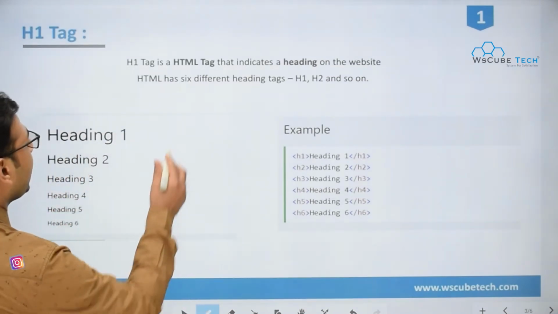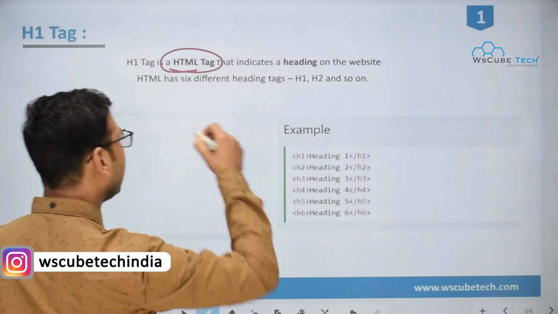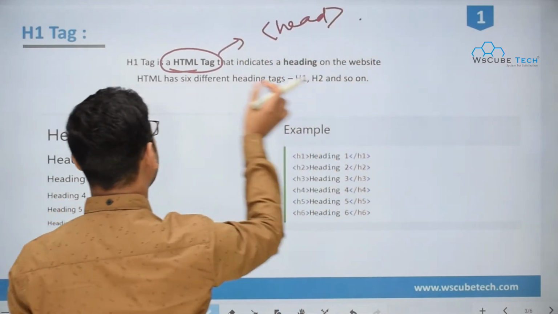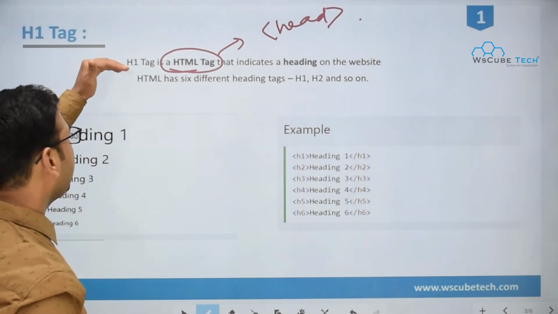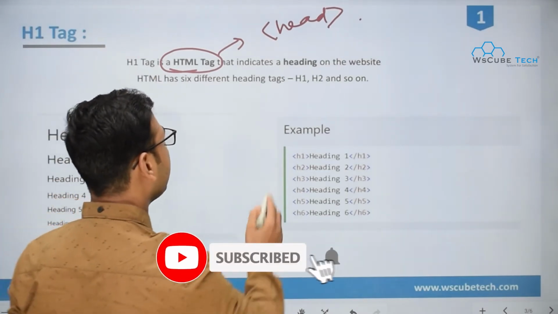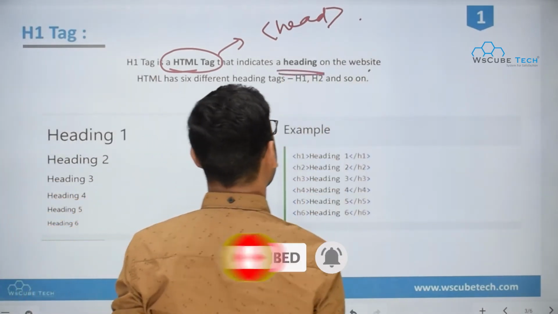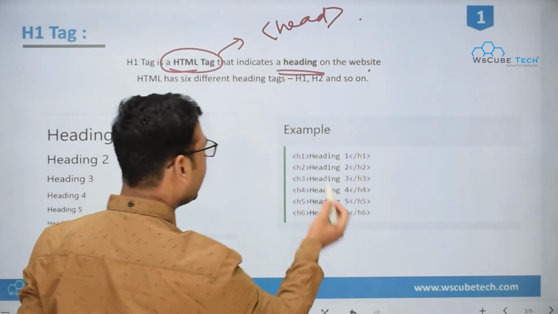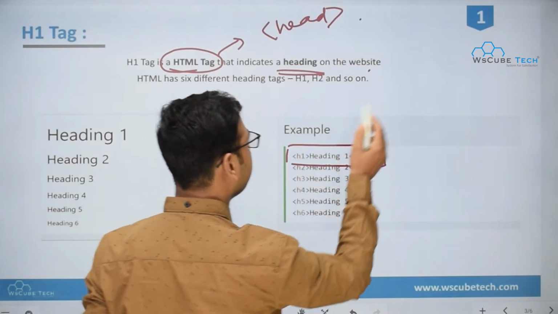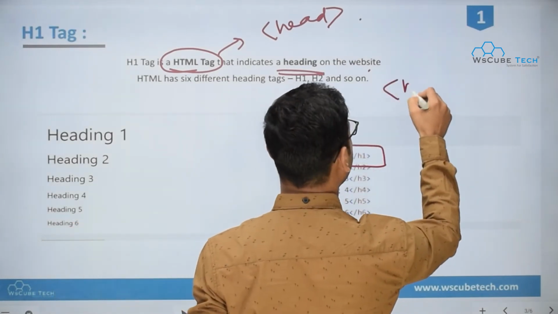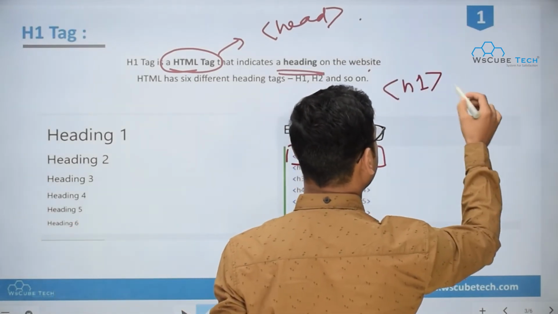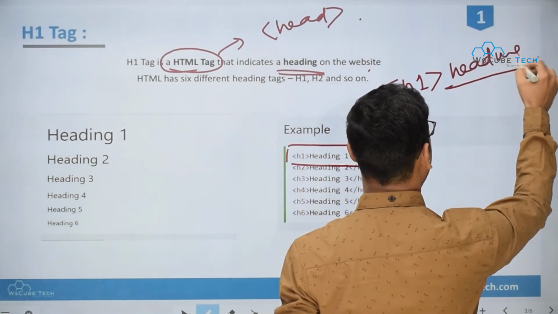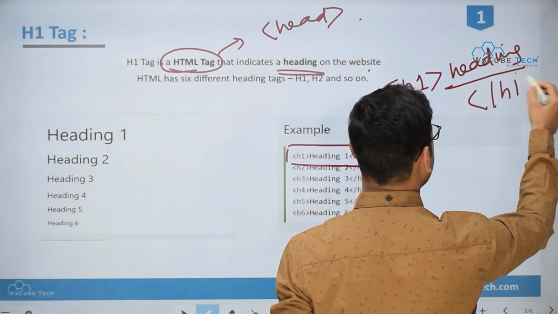Guys, an H1 tag is an HTML tag like other HTML tags, the head tag, body tag and every other tag. The H1 tag is again an HTML tag that indicates the heading on the website. So you have to see the syntax. The syntax of the H1 tag is something like this. Let me tell you how you have to code it. Basically, you have to write H1, and then you have to put some text over here. This can be like heading. And now you have to close this, H1.